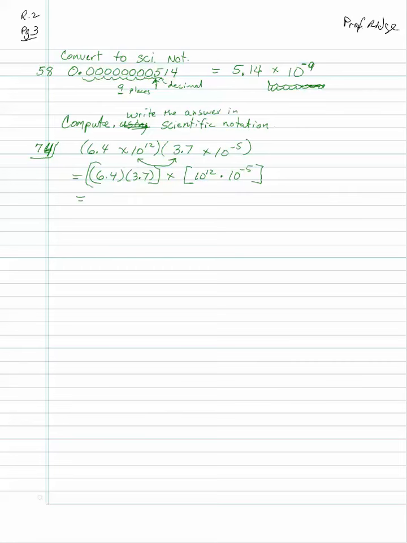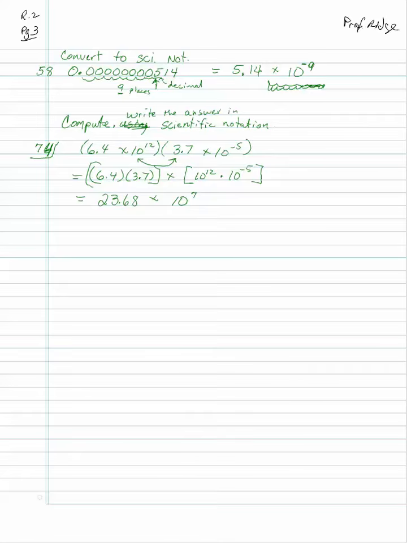So 6.4 times 3.7, I can do that on my calculator. 6.4 times 3.7 is 23.68 times, now this I can do in my head with exponent rules. 12 plus a negative 5 is 7.